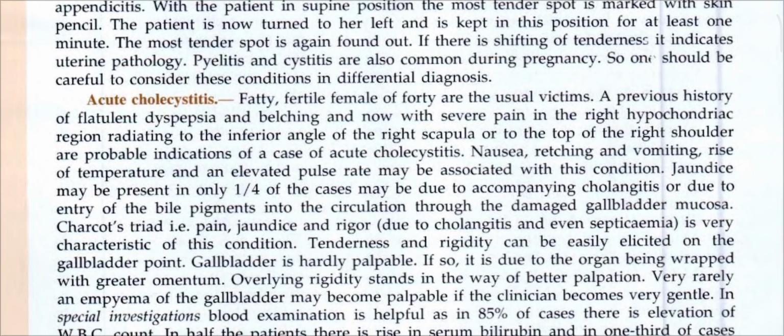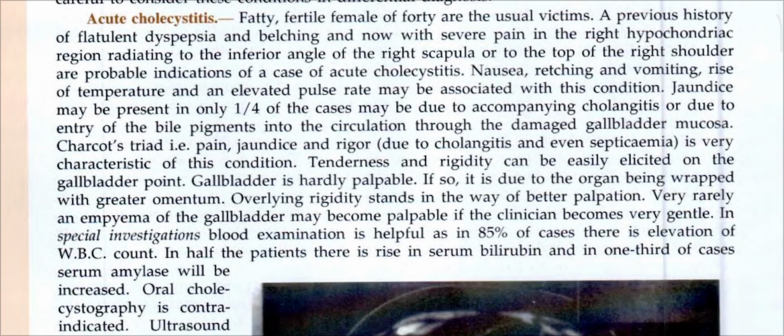Acute cholecystitis. Fat, fertile females of 40 are usually victims. A previous history of flatulent dyspepsia and belching, and now severe pain in the right hypochondriac region radiating to the inferior angle of the right scapula or to the top of the right shoulder, is probably indicative of acute cholecystitis. Nausea, retching, and vomiting, rise of temperature, and an elevated pulse rate may be associated with this condition. Jaundice may be present in only a quarter of the cases, maybe due to accompanying cholangitis or due to entry of the bile pigments into the circulation through the damaged gallbladder mucosa.